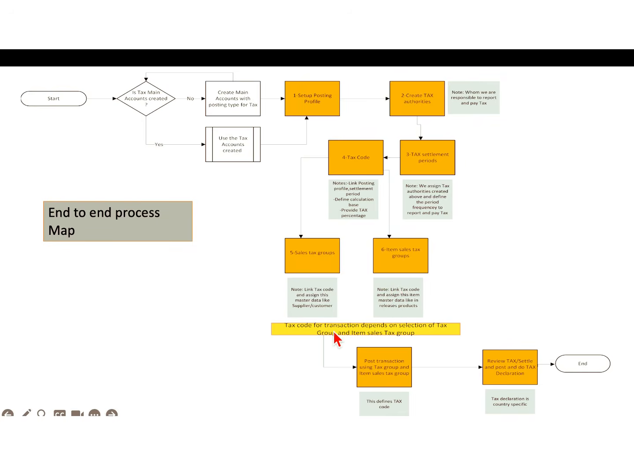Remember, the tax code for any transaction, whenever you do the posting, is defined based on the sales tax group you have picked in the transaction and the item sales tax group. Whatever is the common code in these two defines the tax calculation for your transaction. Once the posting has happened, you review the tax amount in the posted tax. Once everything is fine, you go with the settlement process. Once settlement is done, you can never redo the transaction. Then you also do a VAT declaration.